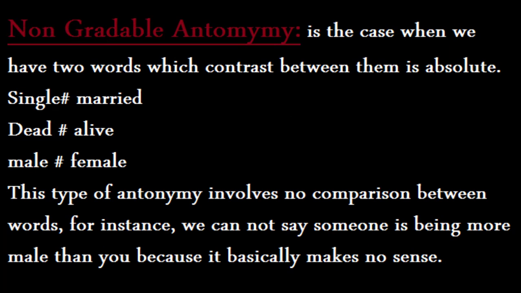It's the case when we have two words where the contrast between them is absolute. For example, single versus married, dead and alive, male and female. This type of antonymy involves no comparison between words. For instance, we cannot say someone is more male than you or than someone else, because it basically makes no sense.